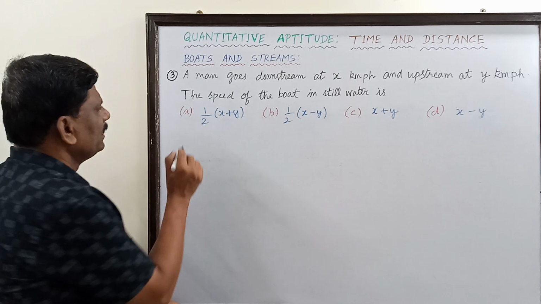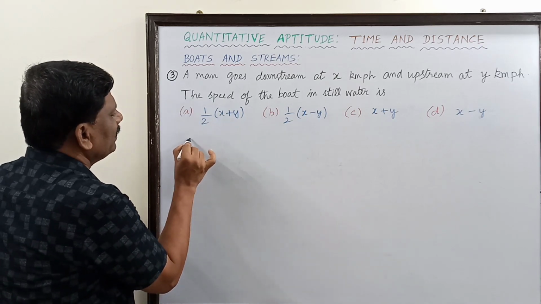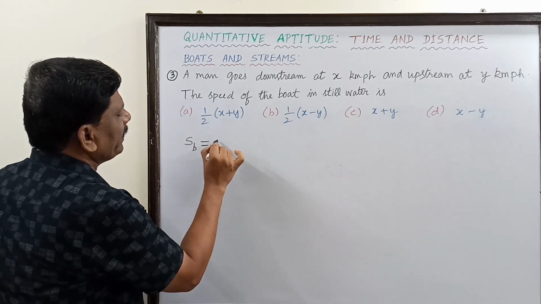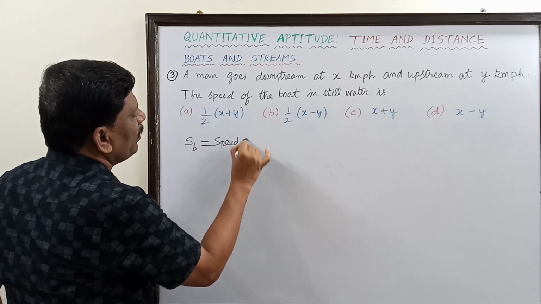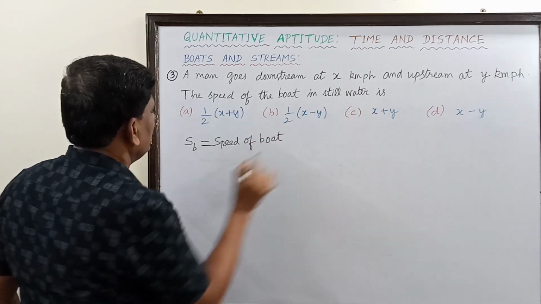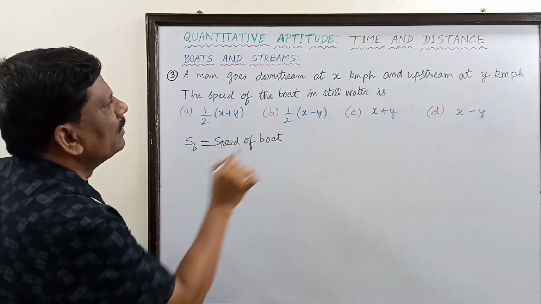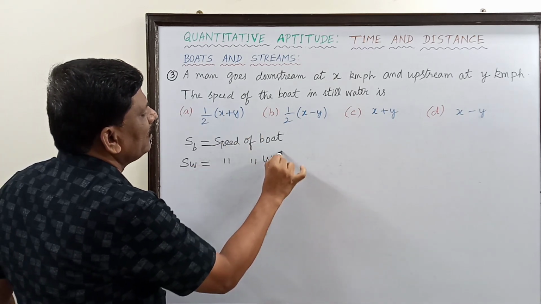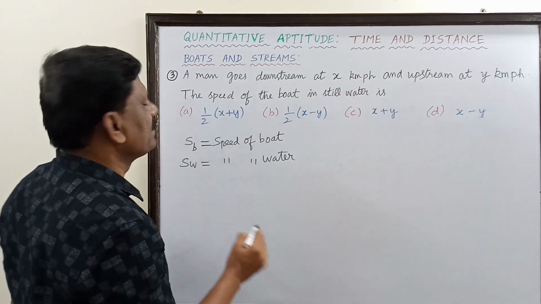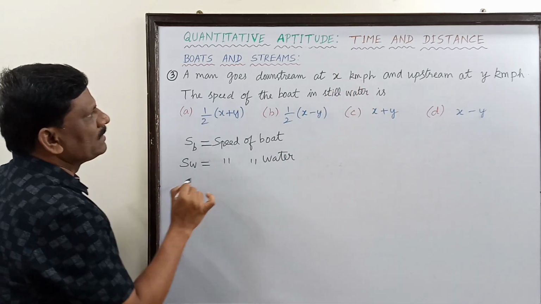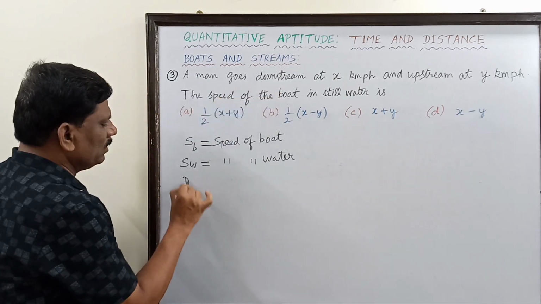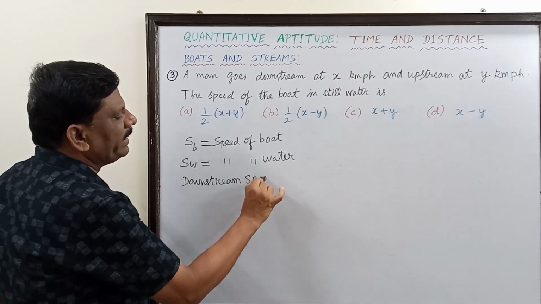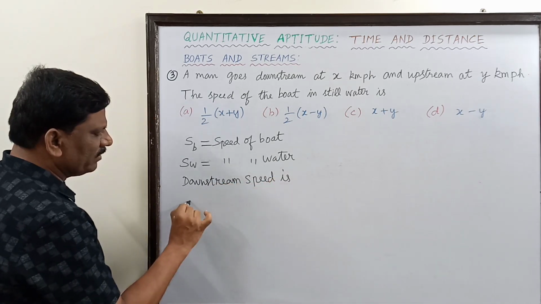Now let us take the speed in still water as SB. This is the boat, the speed of the boat in still water, and let us take SW as the speed of water. So what is given here? X is equal to the downstream speed. So in downstream, the downstream speed is x.